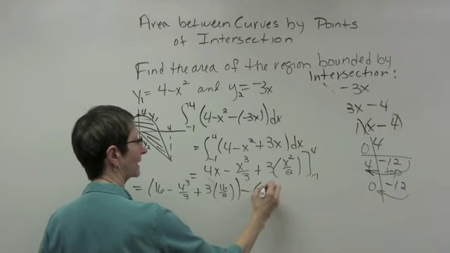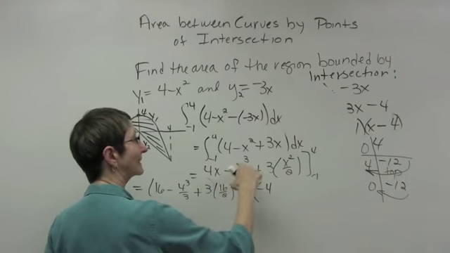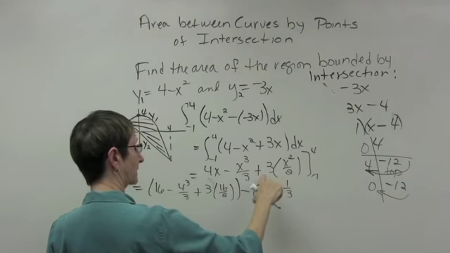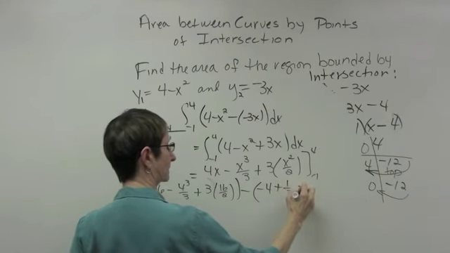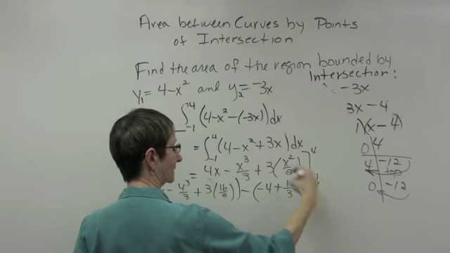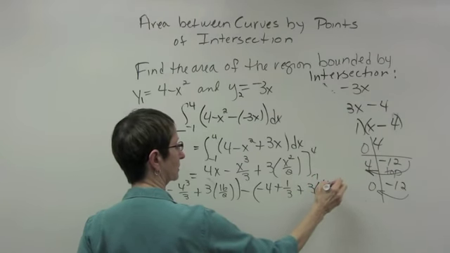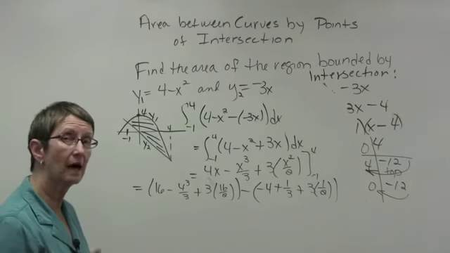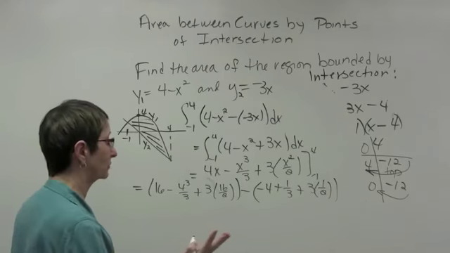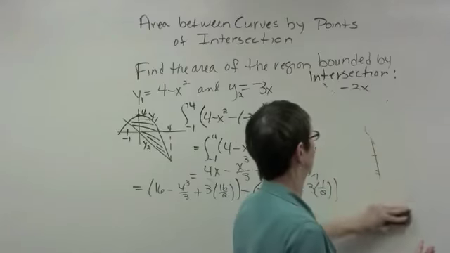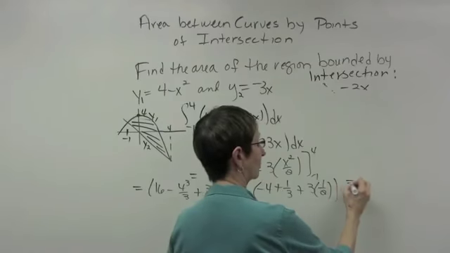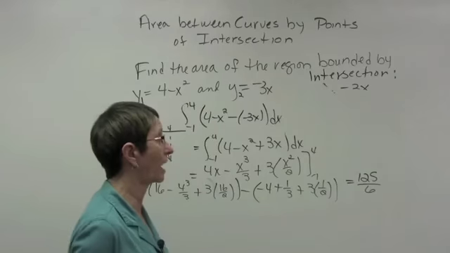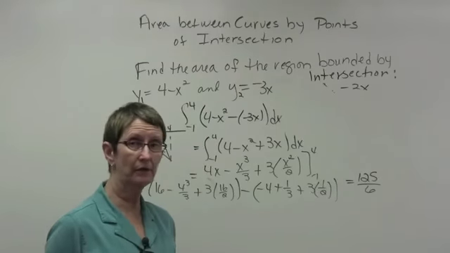Plug in the negative 1, I get negative 4. Minus negative 1 makes that plus 1/3. And then plus 3 times 1 over 2. Putting all this together, if you got a common denominator to get the exact value, it would equal 125 over 6 if you were able to do common denominators. Don't have to do that.